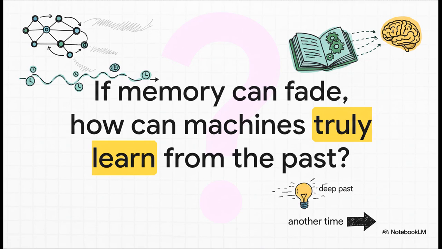And that leaves us with a really fascinating final thought. We've seen that RNNs have this amazing memory, but we also know it can be flawed, that it can fade over long stretches. So the big question becomes, if a network's memory can just fade away, how in the world do we build machines that can truly learn from the deep, deep past? Well, that's a story that leads to some even cooler technology.